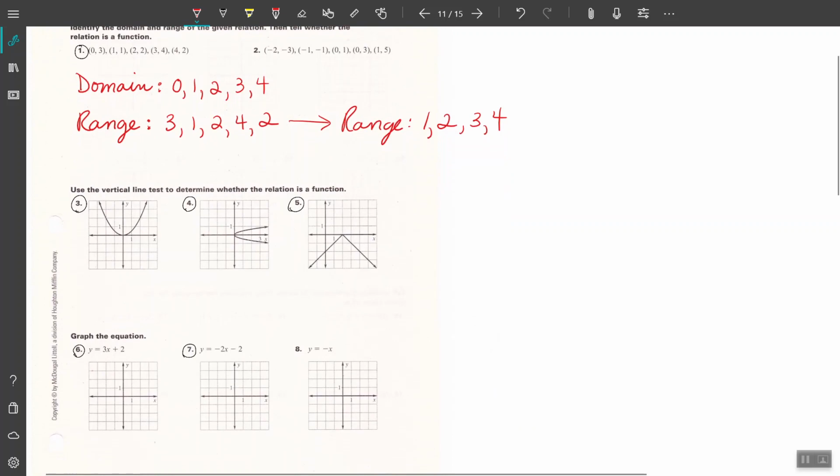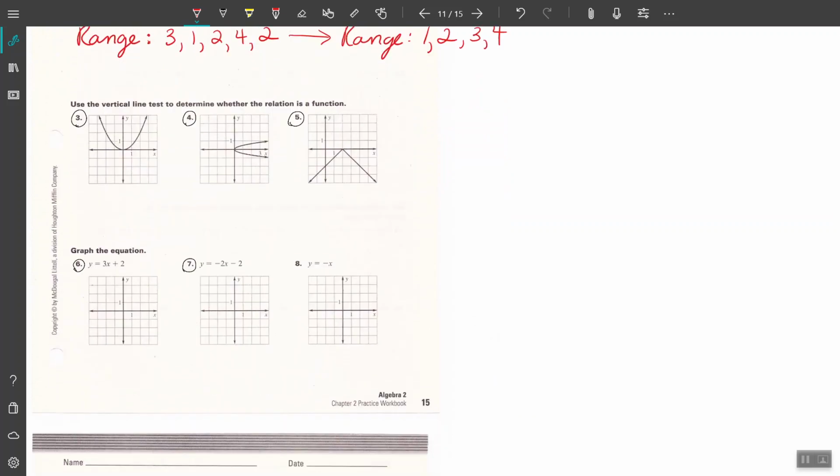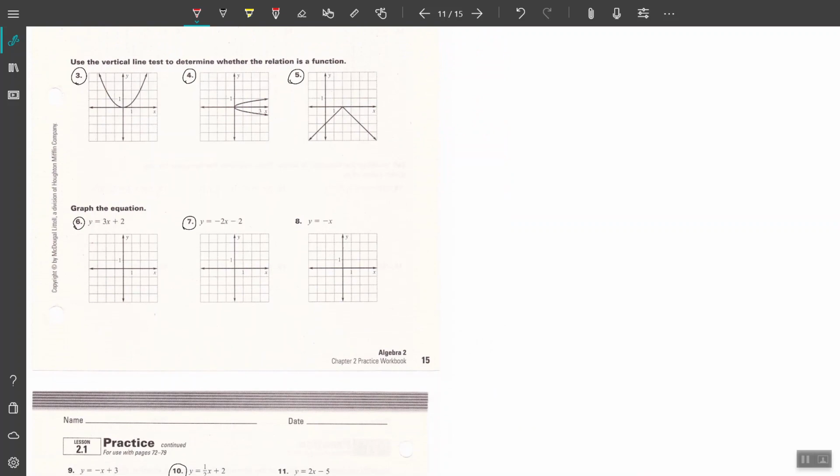On 3 through 5, they ask us to use the vertical line test to determine whether the relation is actually a function. So remember, a function can only have one y value for each x. So we can actually look at our tables. If we had a set of tables with the coordinate points on it, we could look there. But the easiest way to do it is the way they're having us do it right here, which is that vertical line test. And we talked about this in Algebra 1.